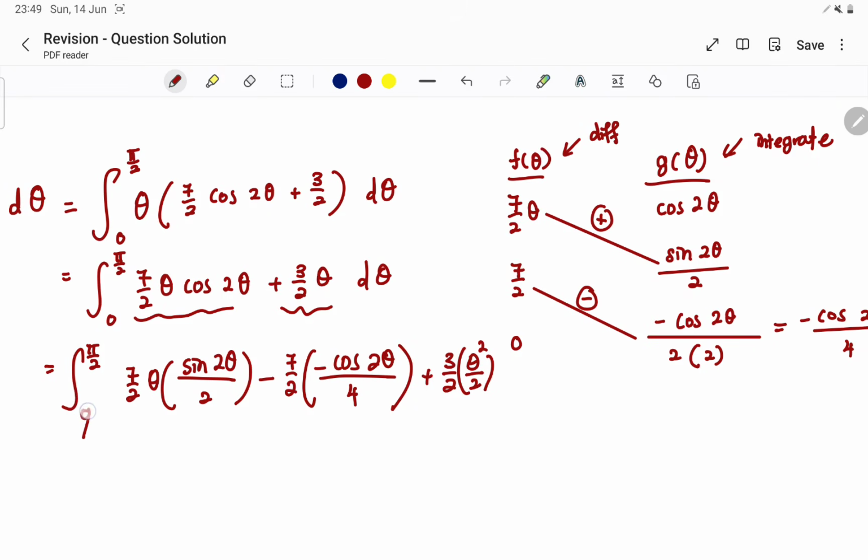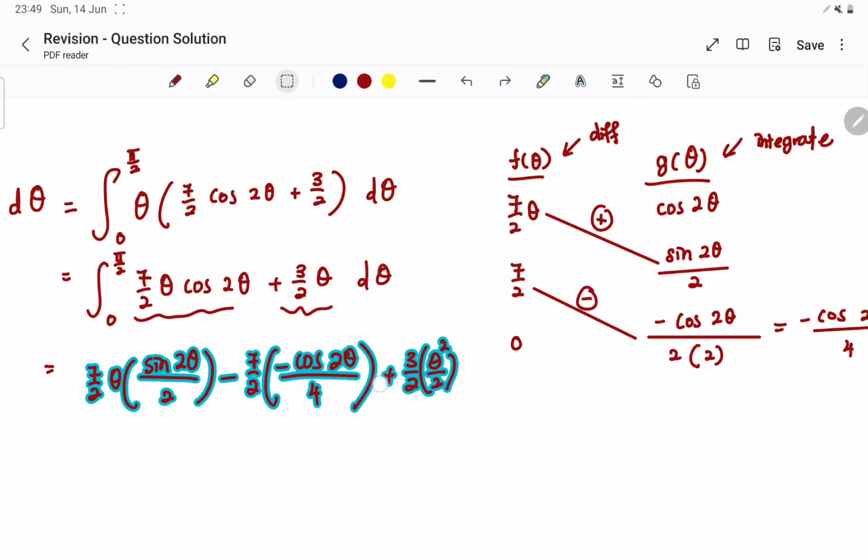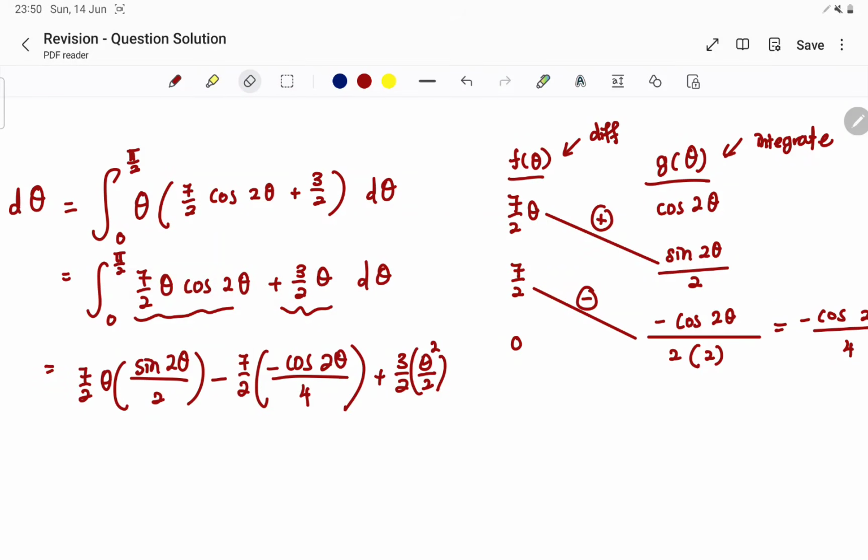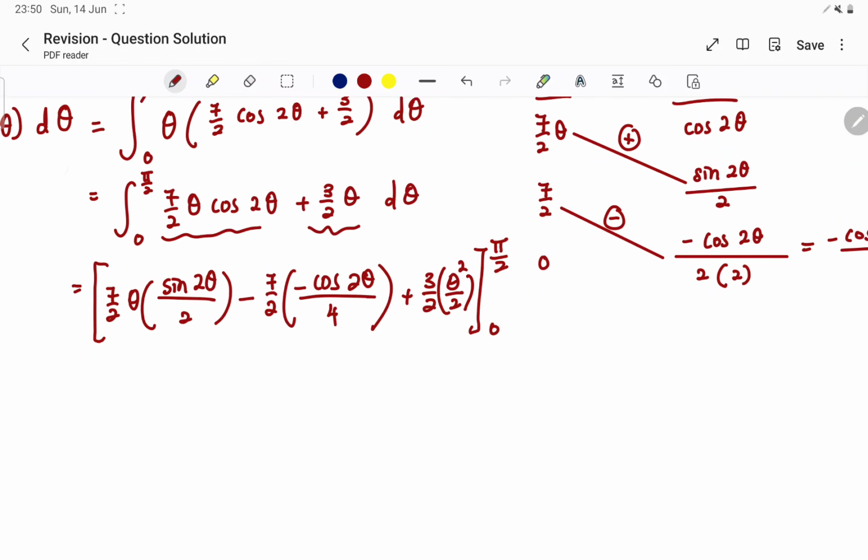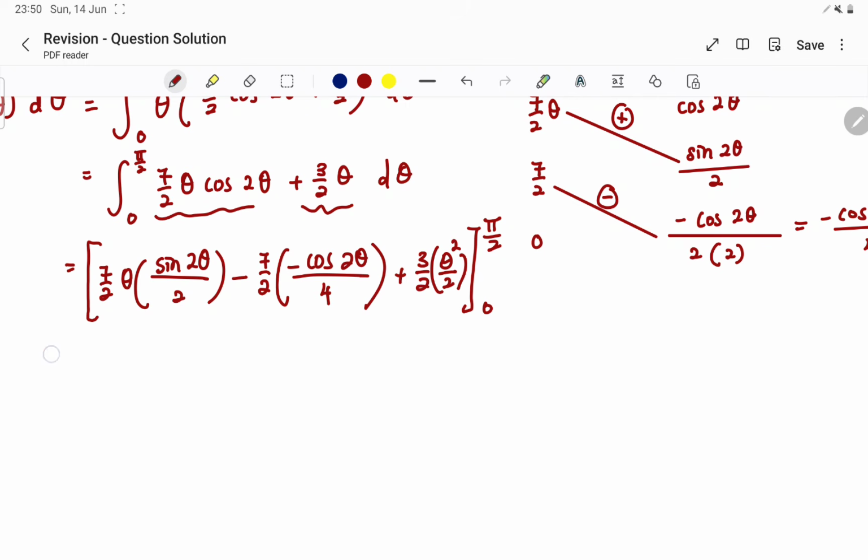Oh sorry, I think I mistakenly wrote this integral sign. Let me bring this to the left side. And then here, after we integrate this, you evaluate from 0 to π/2. So you simplify first the part that is inside, so that it's easier for you to solve.